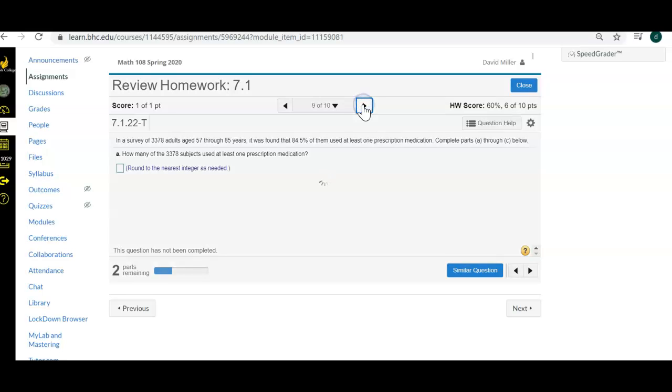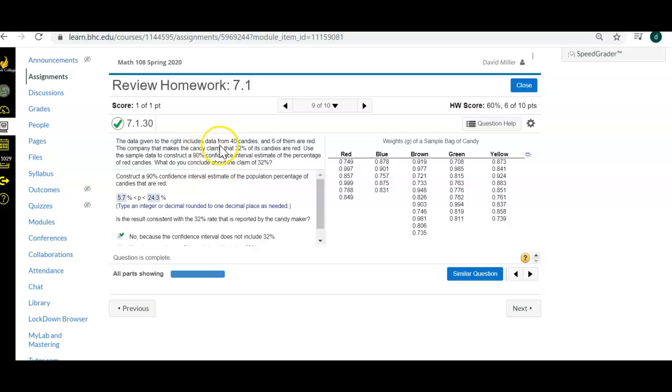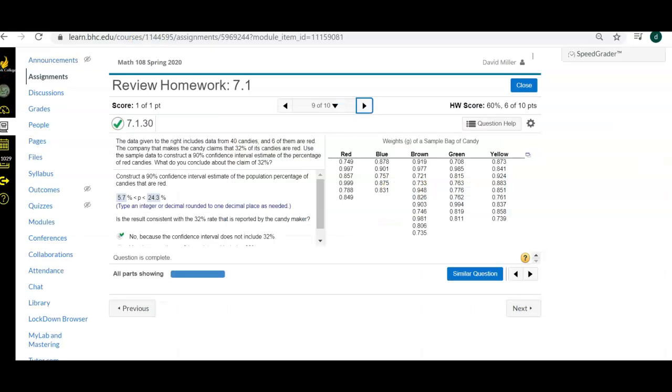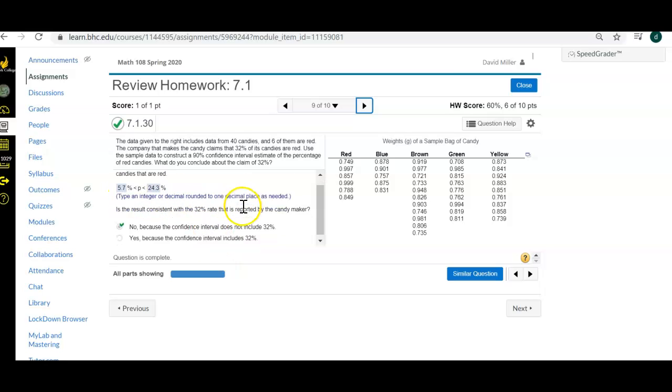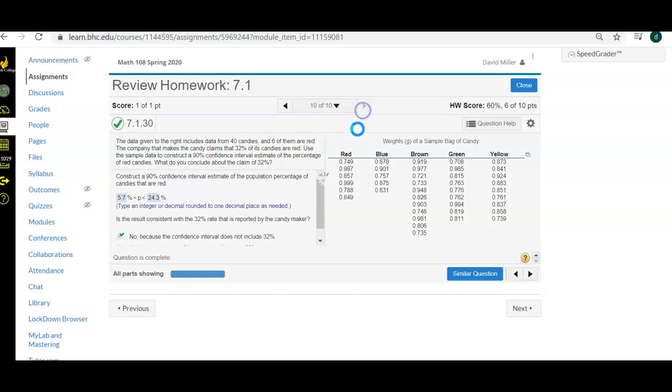So this question 7 is really similar. I think question 8 is rather similar. Question 8, you can see where I did this the other day. You're going to make a confidence interval here. You have 6 out of 40 that are the red that you want. So if you do 6, 40, 90% confidence interval, you get 0.057 to 0.243, which you can see I put right there, which I changed to percentage. And then that doesn't include the 32, so I don't believe them.